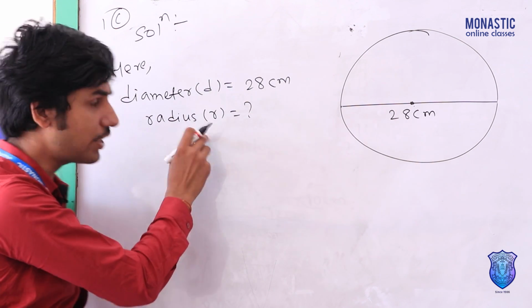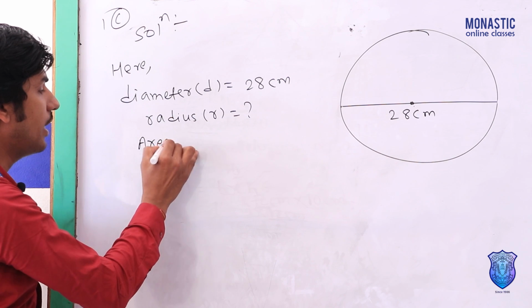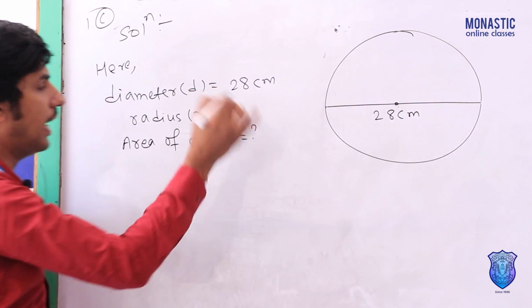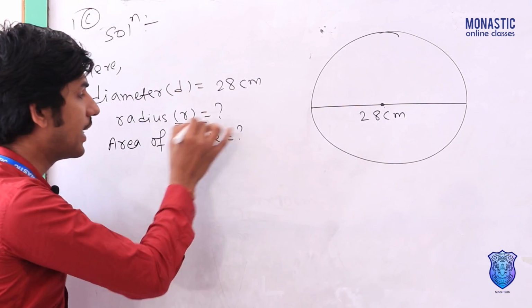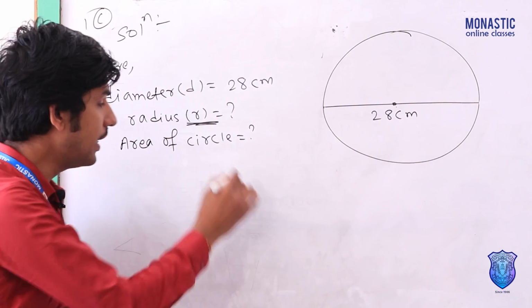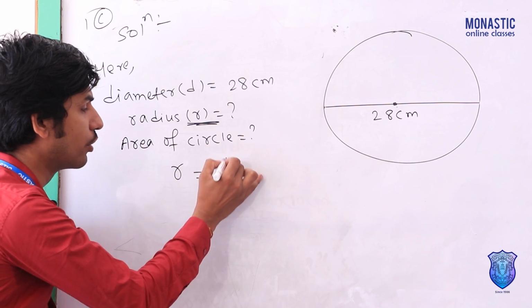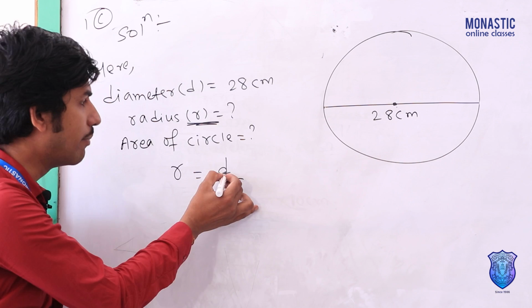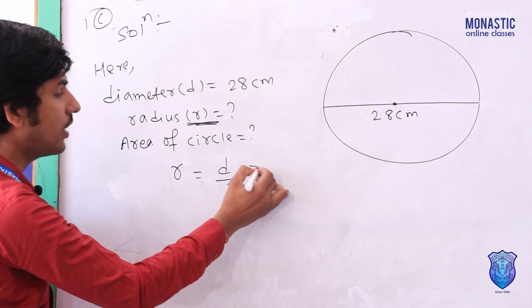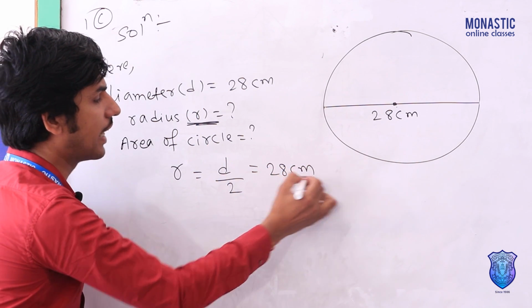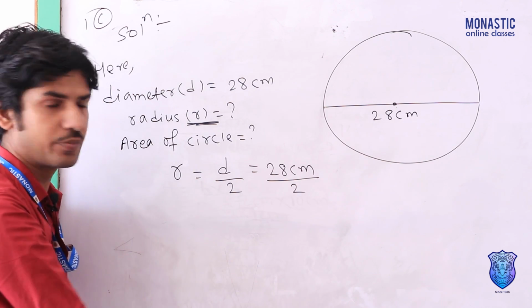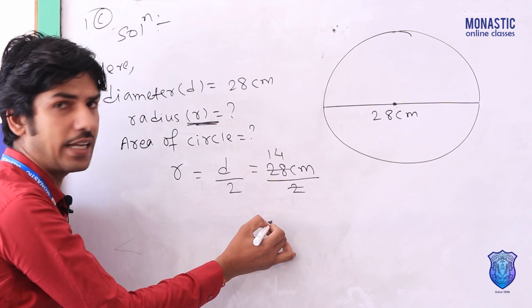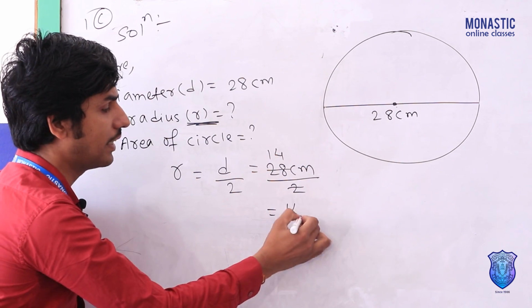After this radius we have to find out the area of the circle. For this radius, we know that the radius is equal to half of its diameter. And the diameter given here is 28 centimeter divided by 2. So how much? 2 1 is 2, 2 4 is 8. It means 14 centimeter.